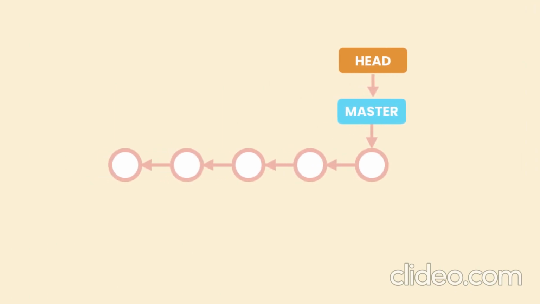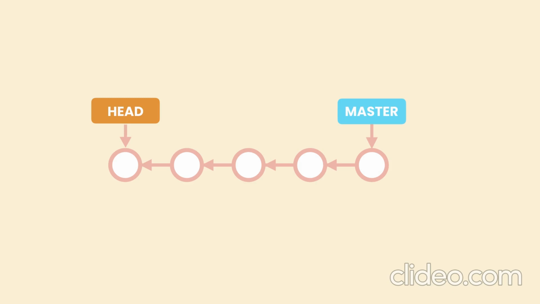Now here's the thing. When we check out a particular commit, the head pointer will move to that commit. This is what we call the detached head. So head is not attached to a branch anymore. It's pointing to a specific commit. In this situation, we should not create new commits. We should only view our code.